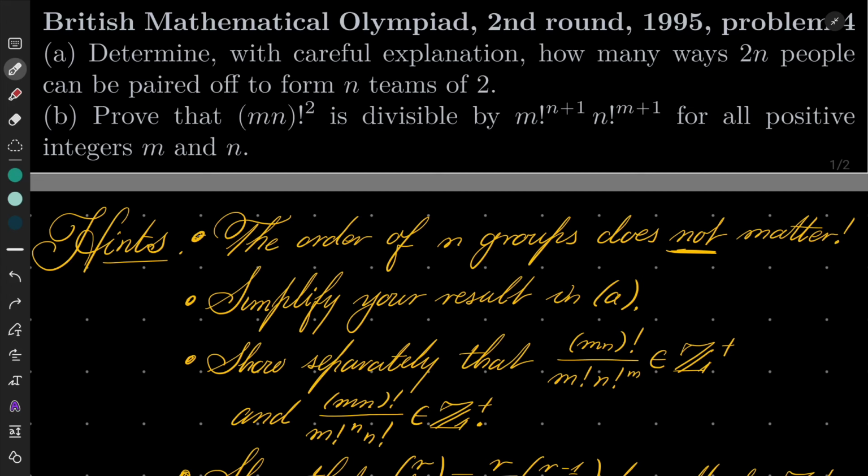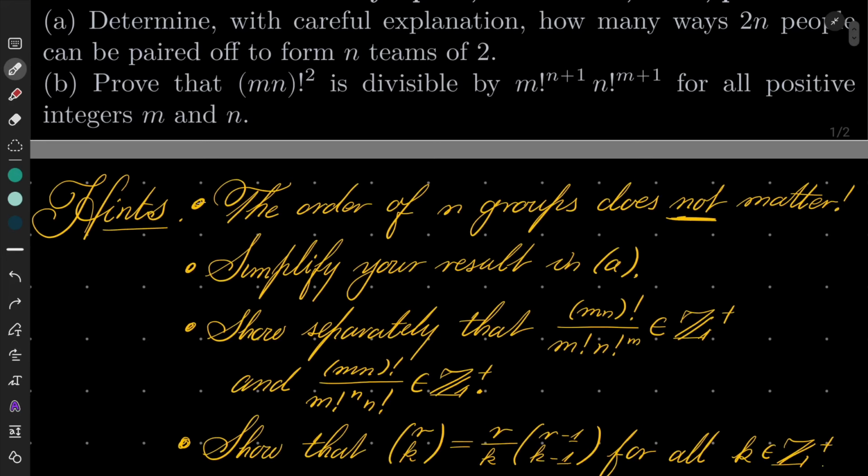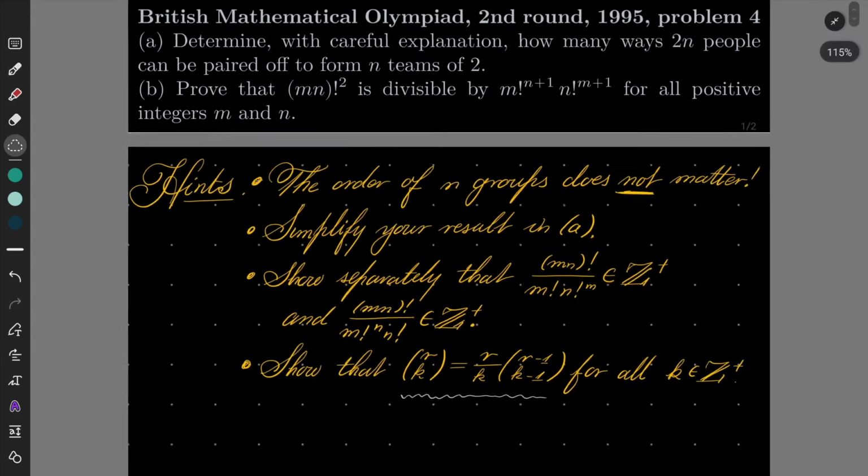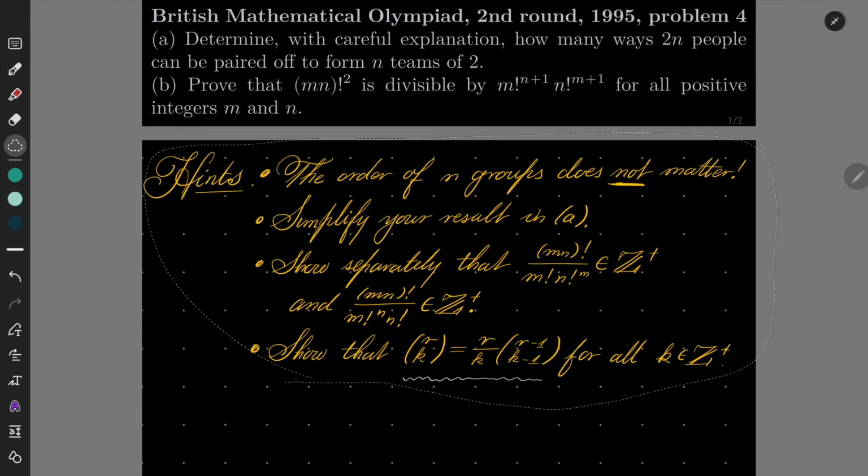And for part B, show separately that (mn)! over (n!)^m is an integer, and similarly the other fraction is an integer, and prove as a lemma the following identity of binomial coefficients: r choose k equals r over k times r minus 1 choose k minus 1. It holds for all positive integers k. So give this problem a try and I will see you in just a minute.